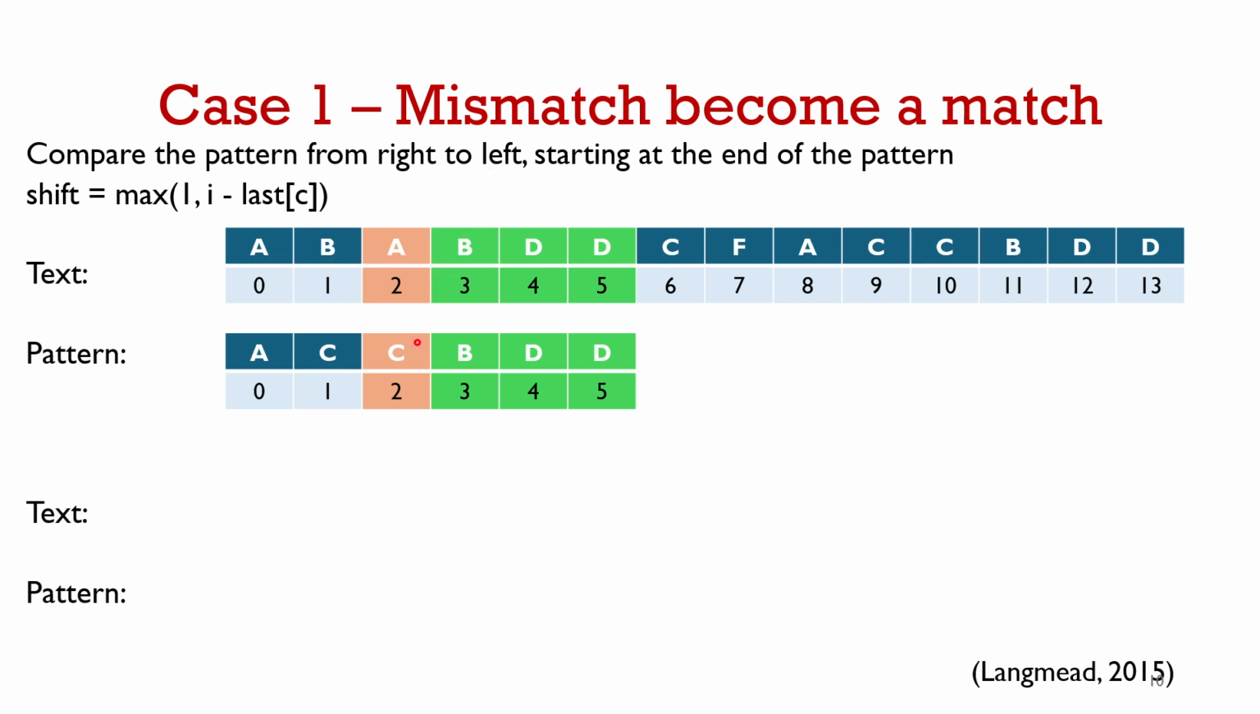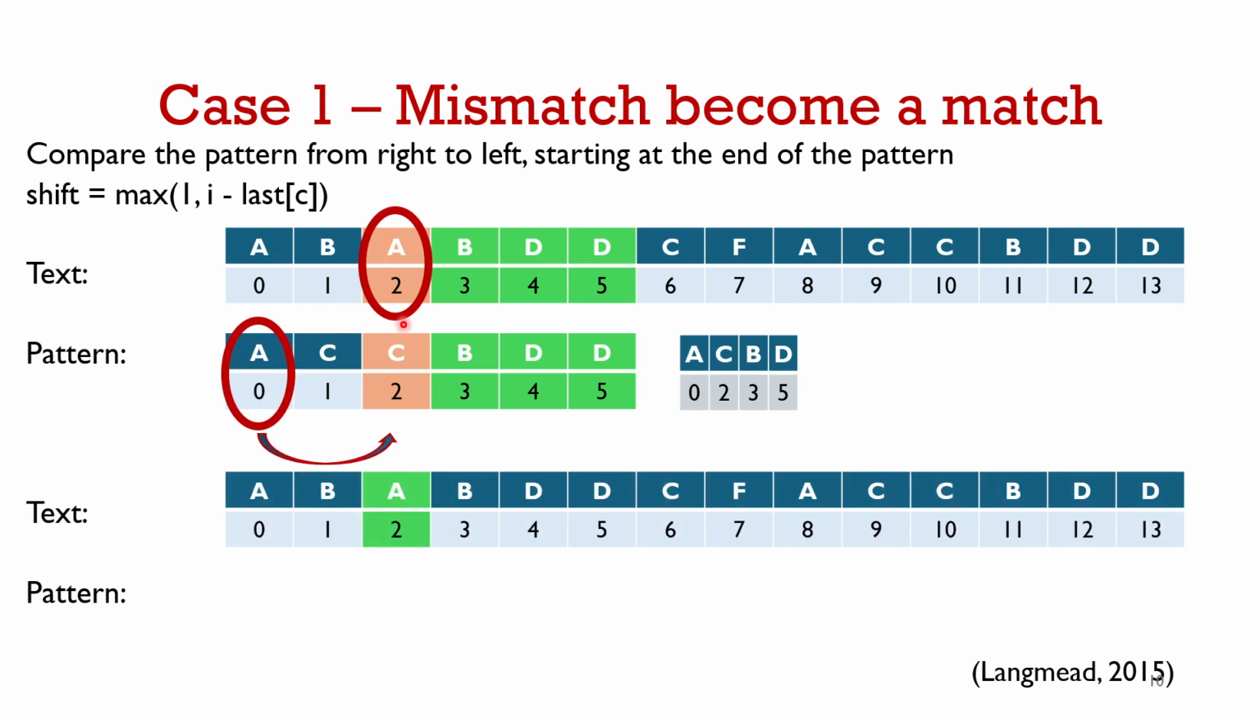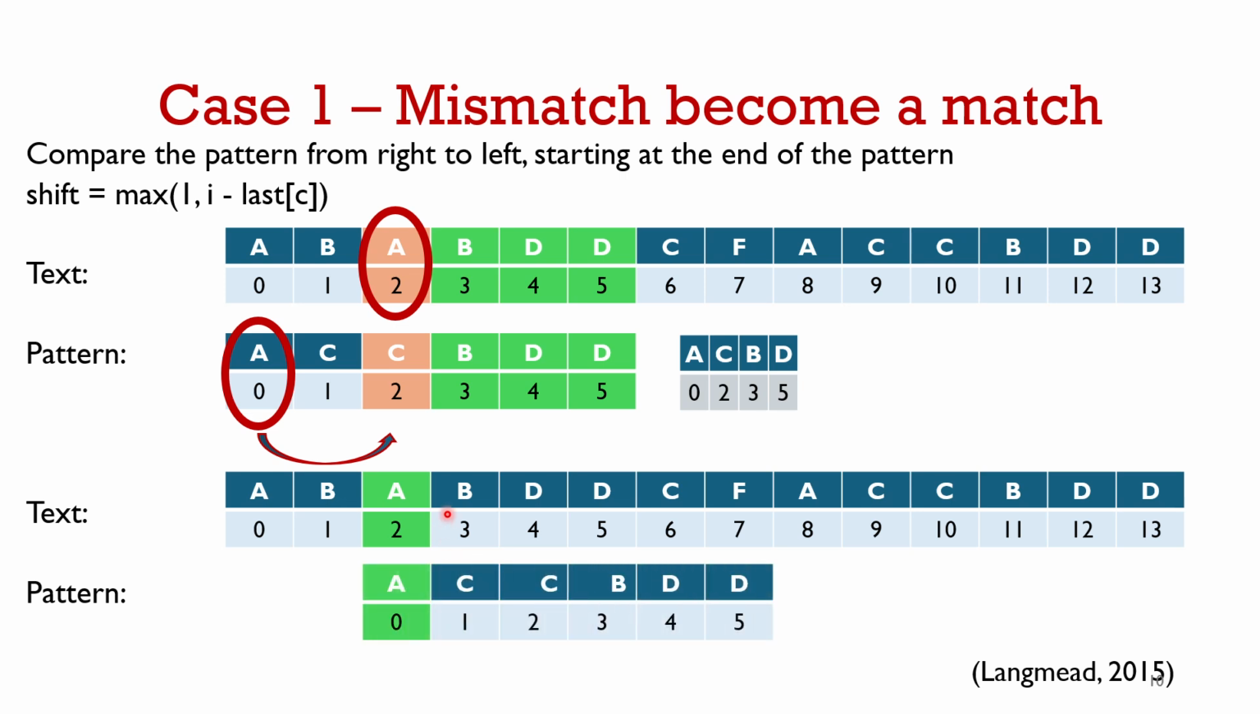Here we have a mismatched character. Here is A, the bad character. We have A at position 0 in the pattern, and the last occurrence of A in the pattern is also 0. Now we shift the pattern 2 times so that A in the pattern gets aligned with A in the text.